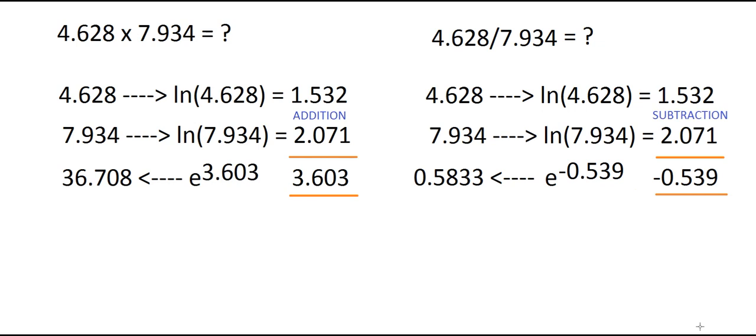Now the first point is don't panic about the negative number. That simply means that you're dealing with a number that's less than 1. Now if I look up the anti-log tables for that number, I will get the answer 0.5833, that being the quotient of 4.628 with 7.934. So you can see this is quite versatile.